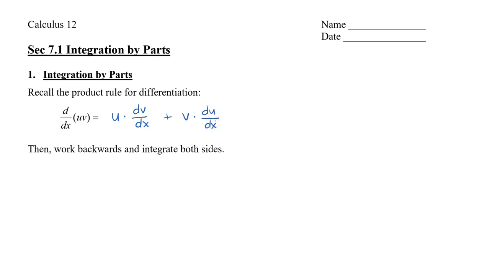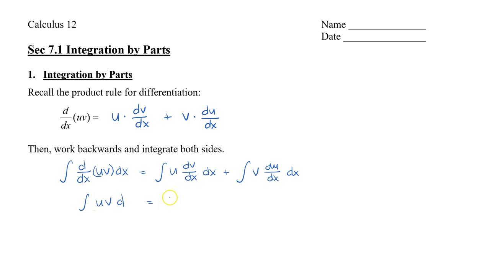Now, I'm going to work backwards and integrate both sides with respect to x. So we have the integral of d dx, u times v, equals the integral of u dv dx with respect to x, plus the integral of v du dx, also with respect to x. So you can see that on the left side here, the d dx's cancel off. So I have the integral of uv, and I have the d equals the integral of u dv plus the integral of v du.